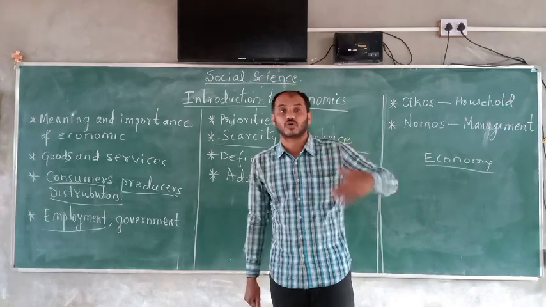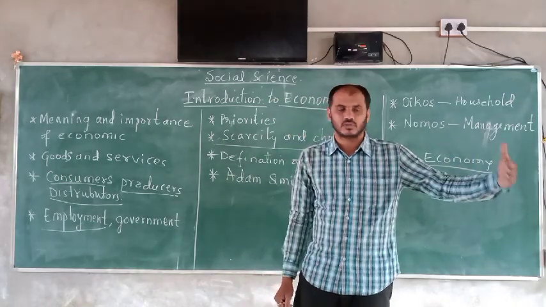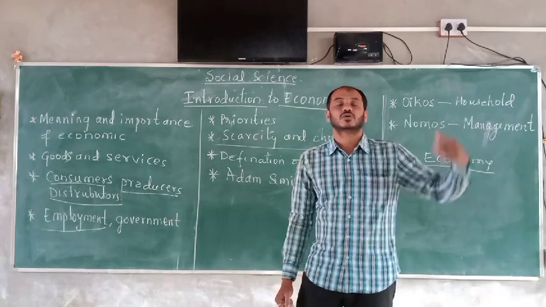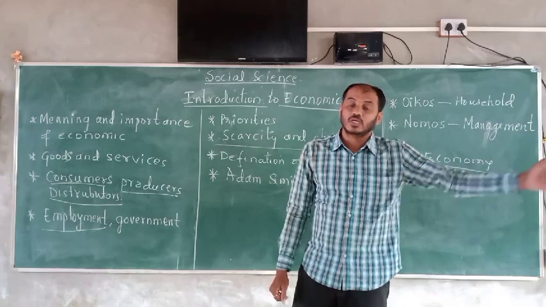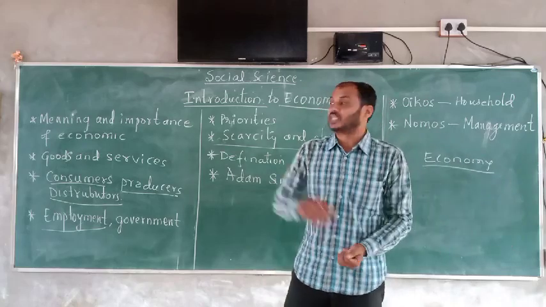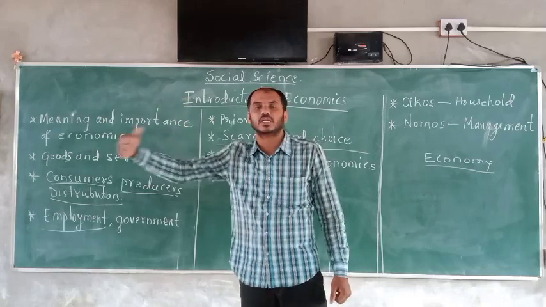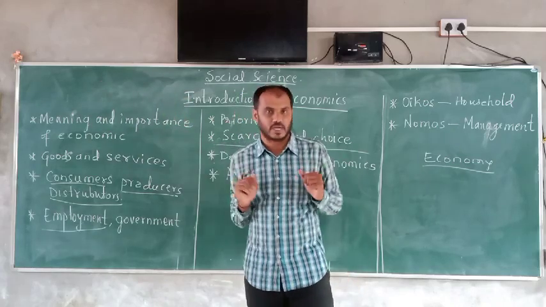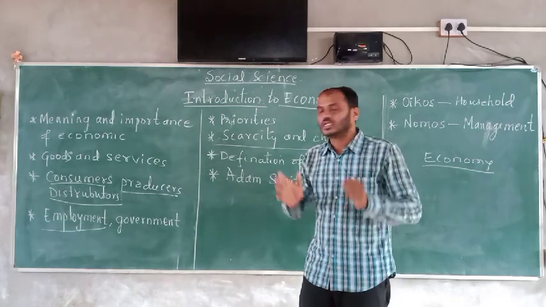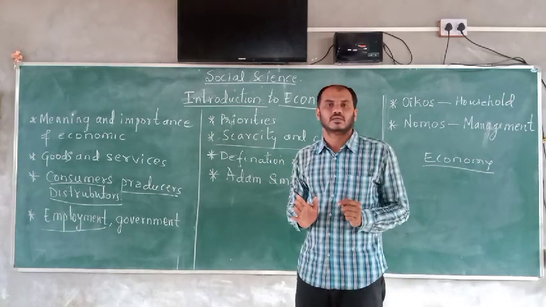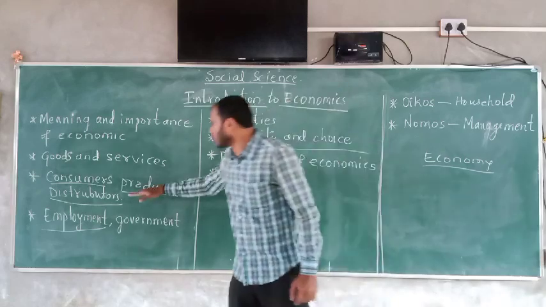Before we, as consumers, purchase anything, we need money. To earn money we have to work. After earning the money, we spend that money on the various goods and services which we require. The money spent by us is the income of the producers and distributors.